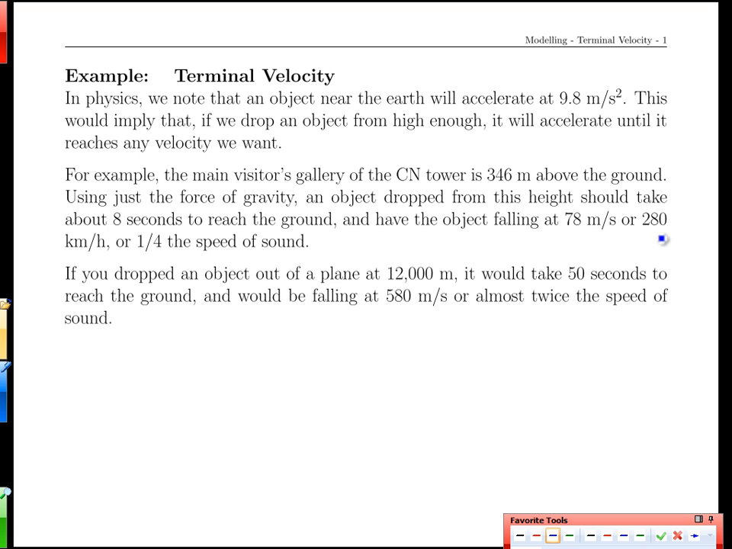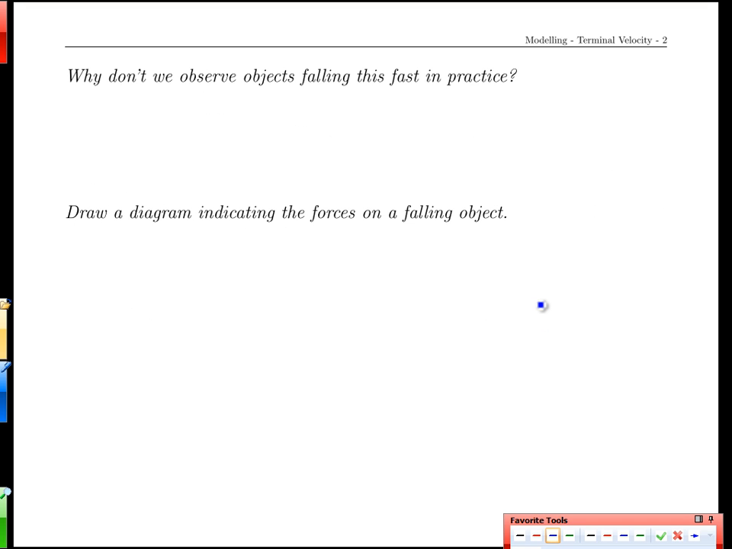It gets even more dramatic if we drop something out of a plane, because what that would predict, if all we knew was the acceleration due to gravity, is that an object dropped out of a plane would be going at twice the speed of sound. So if anything fell off a plane, it would hit the ground at Mach 2. Now that starts to seem really implausible. We know that doesn't happen in general. We had to work really hard to get speeds like that when we design airplanes. So what else is happening here? We have to have something else in the mix to explain this.